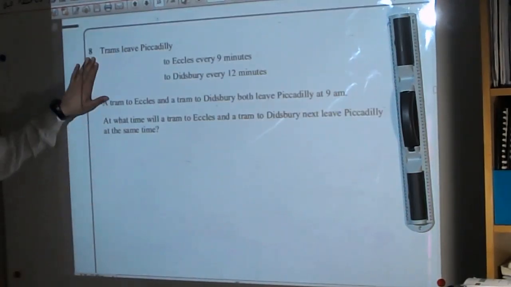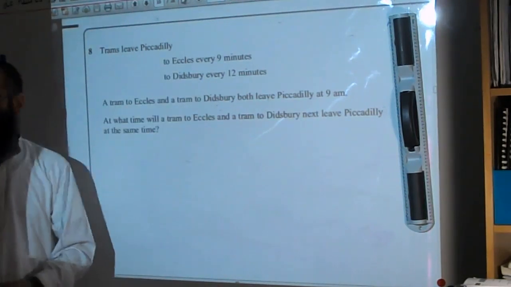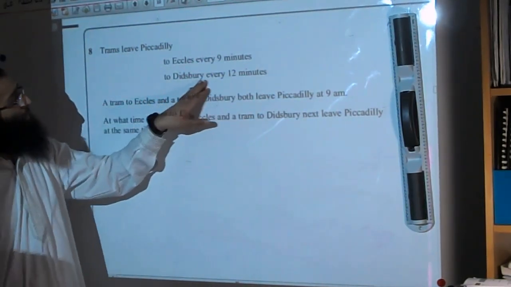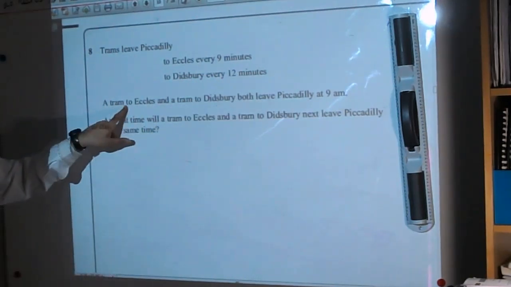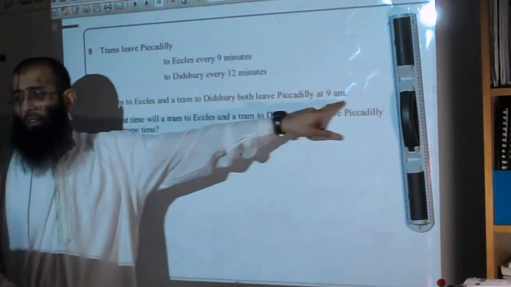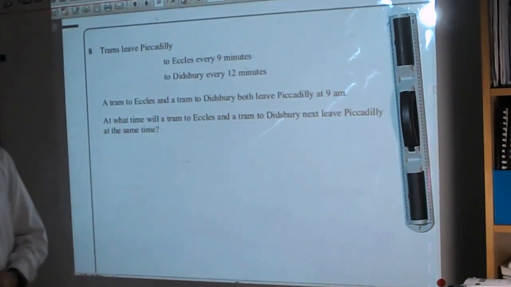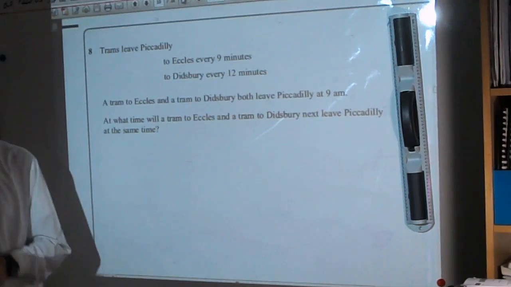So, next question over here. Trams leave Piccadilly to Eccles every 9 minutes. It is Piccadilly to Didsbury every 12 minutes. A tram to Eccles and a tram to Didsbury both leave Piccadilly at 9 AM. At what time will a tram to Eccles and a tram to Didsbury next leave Piccadilly at the same time?